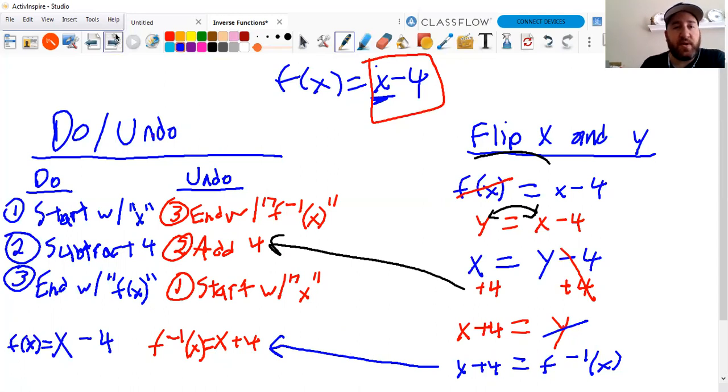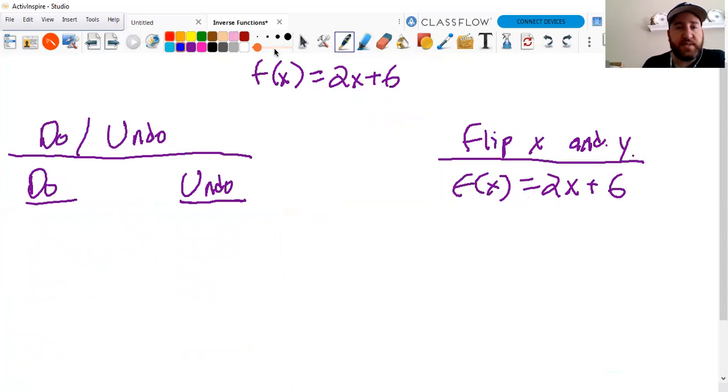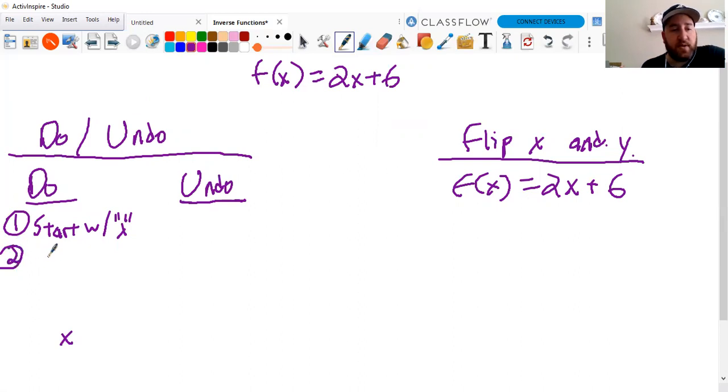So that was pretty simple. Let's go to a two-step equation. All right, f of x equals 2x plus 6. So again, I'm going to start with x. Put it down here. Second step, and now my handwriting's getting a little small on this. Second step. So again, I'm looking at just the 2x plus 6.